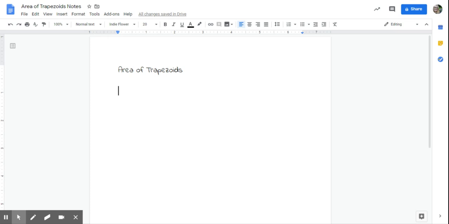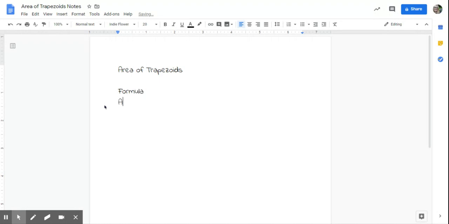Guys. So today we're going to talk about area of trapezoids. And of course, you're going to write this in your journal. First, empty page. Anytime you need to pause, please pause. So the first thing we need to talk about is the formula.